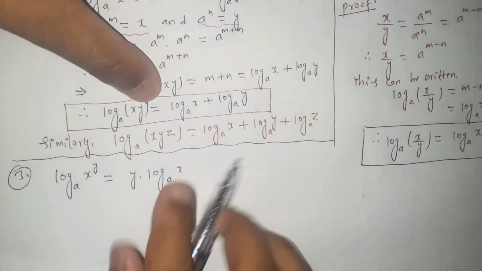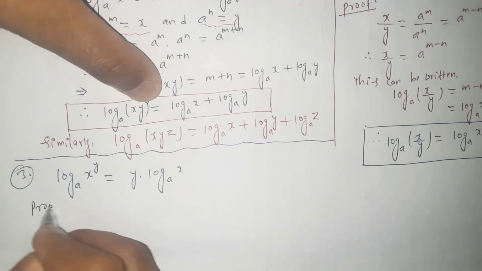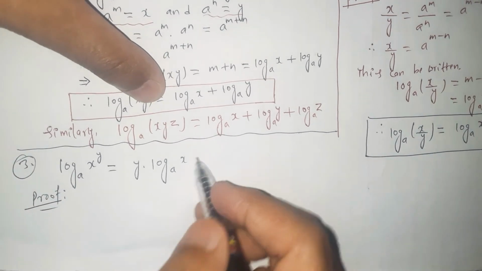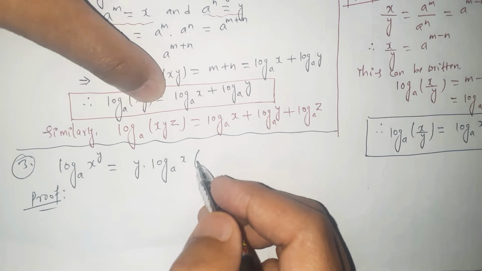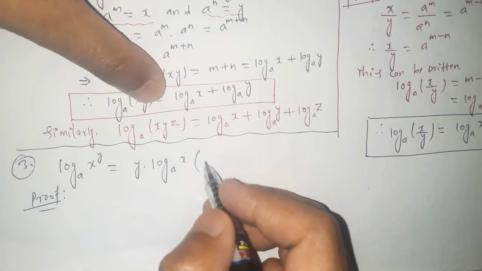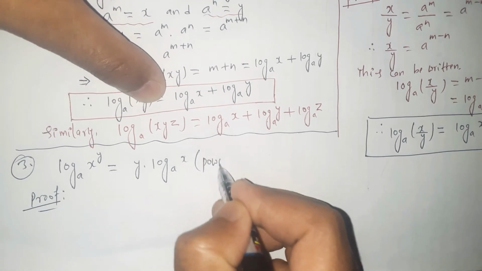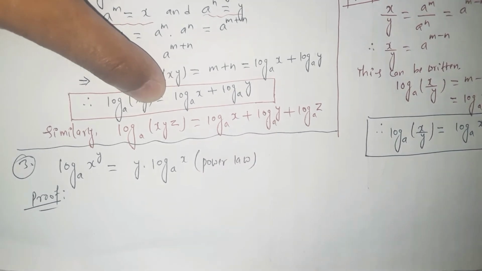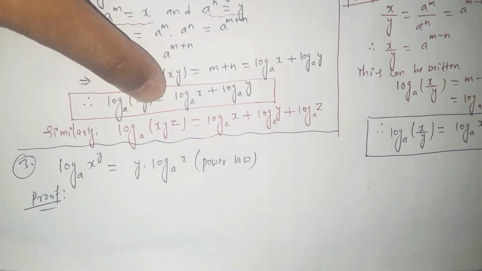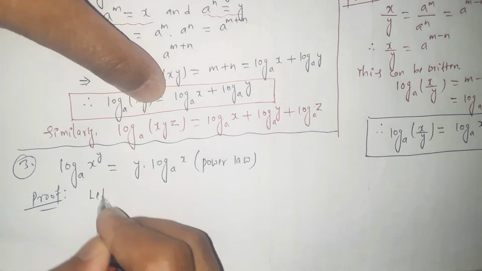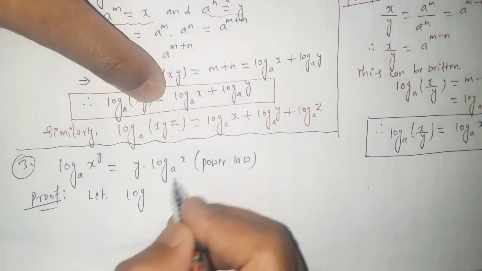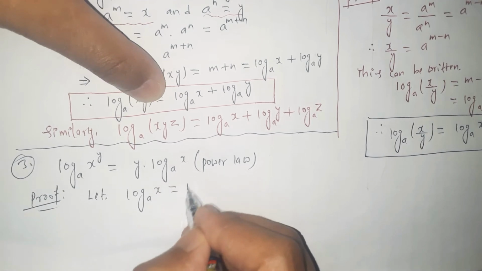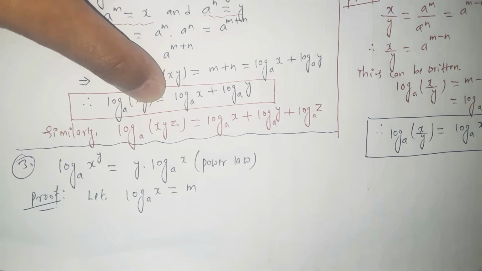Let's talk about its proof. Let's prove it. Here this property is called the power law. This is the power law of the logarithm. And let's suppose the log of x with base a is a number. Let's suppose it gives a number m. Here this is our supposition.